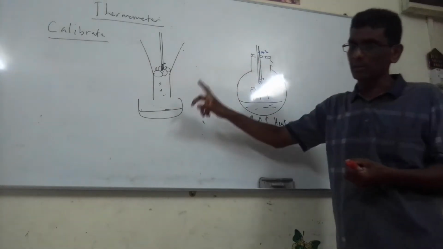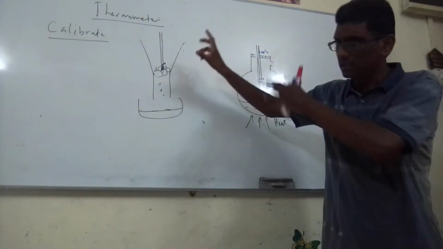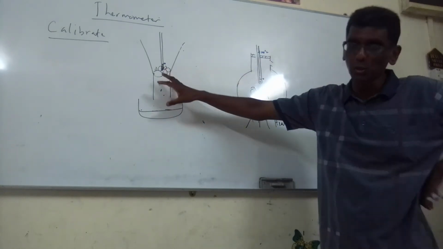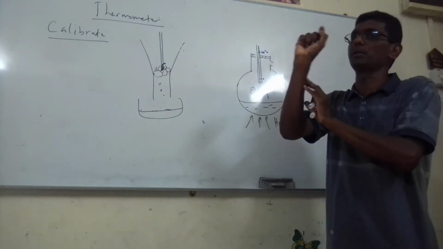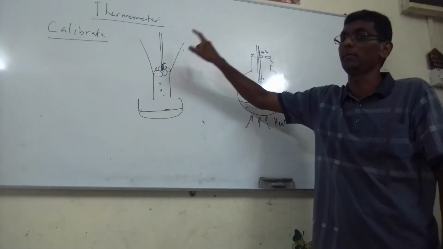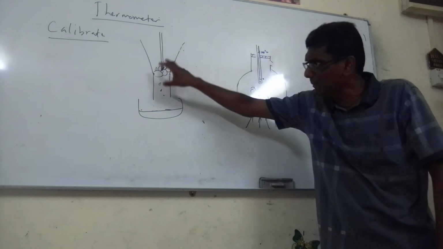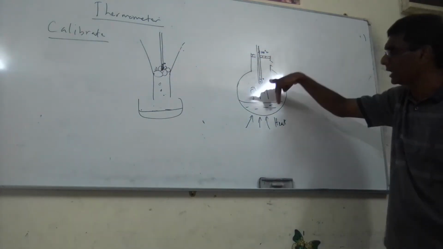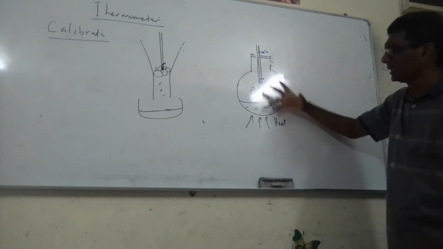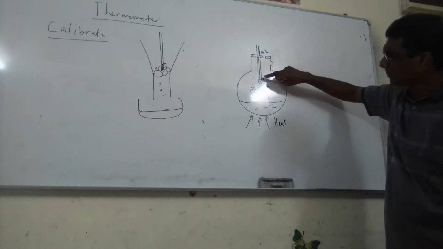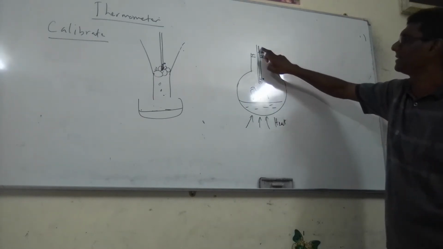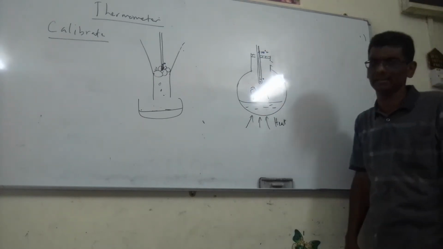Now, with the same thermometer, we put it in the ice tubes and mark the temperature 0 degrees Celsius. We mark the line on the thermometer. Then we put the same thermometer into the boiling water in the round bottom flask, and the mercury rises up to 100 degrees Celsius. So you mark 100 degrees Celsius.